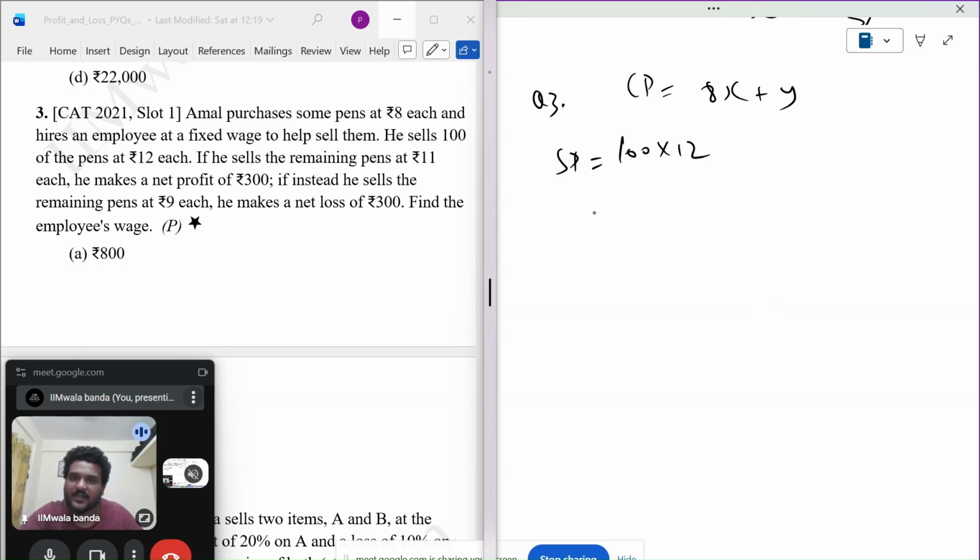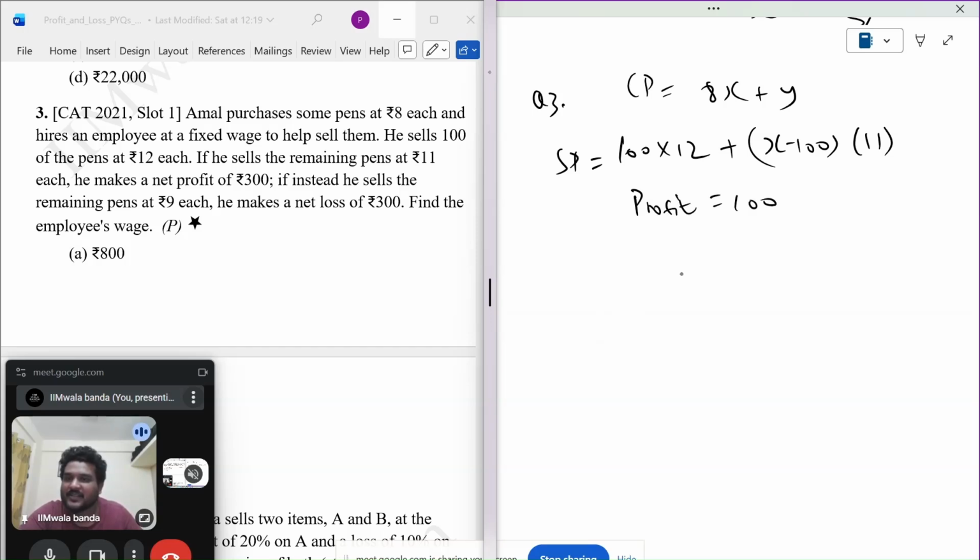If he sells the remaining 11 pens... so he sells 100 of the pens of this. If he sells the remaining pens, so basically, let's say he got X pens. So 100 he has sold at 12, and total pens were X. So X minus 100 pens are remaining, which he has sold at 11 rupees, right? This is what is happening. This is the money that he will get at the end. And he made a 300 rupees profit.